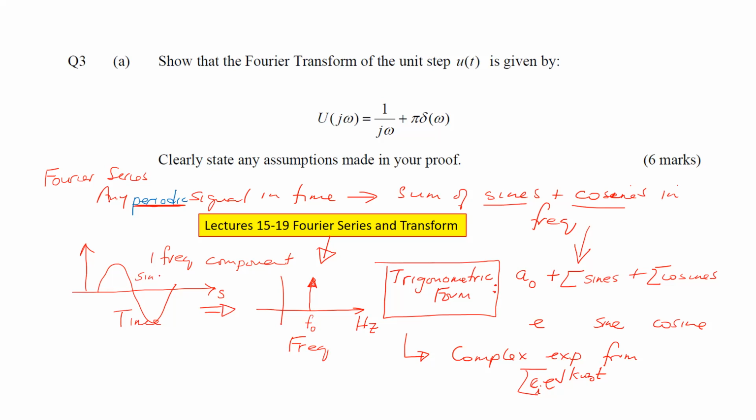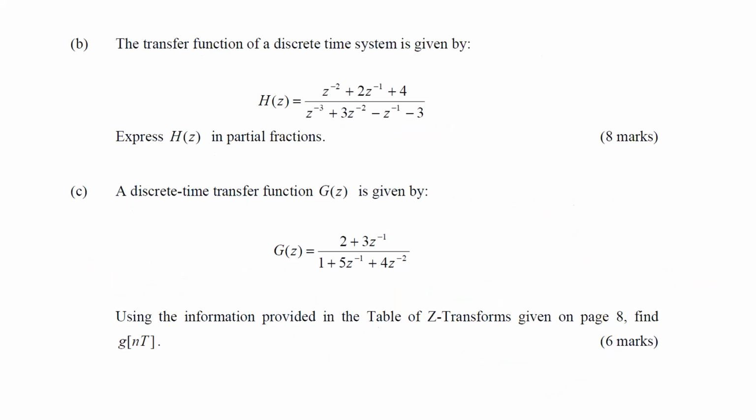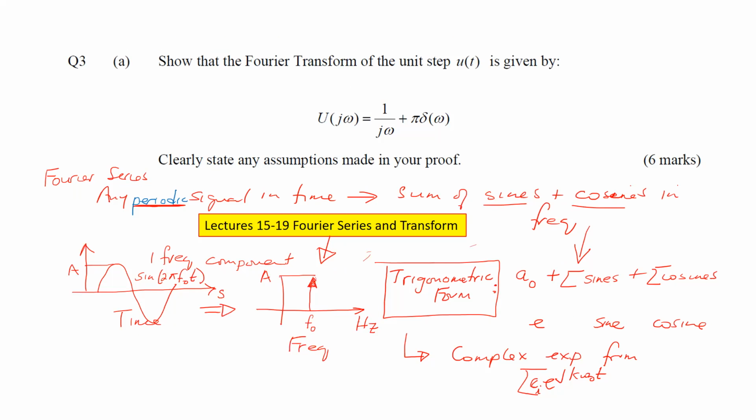So this is sine 2π f0 t. When you go to the frequency domain, all you have is a single line. I'm just putting a little arrow here because I'm not too sure what the height is. Whatever this height is, of course, A is exactly this height here. So you have a single line in frequency.